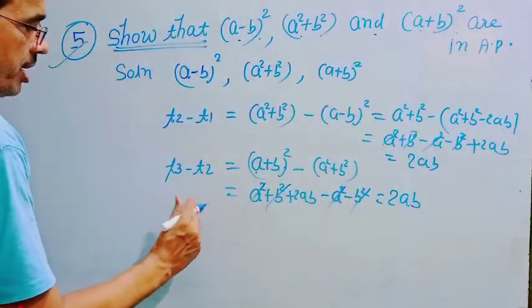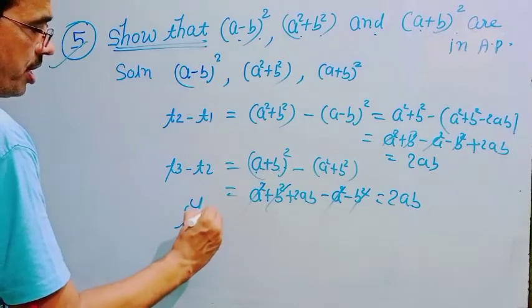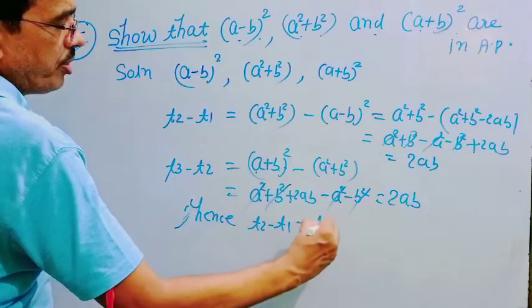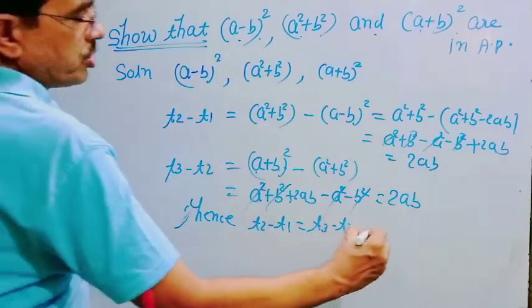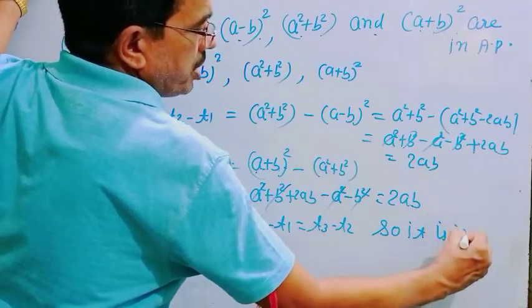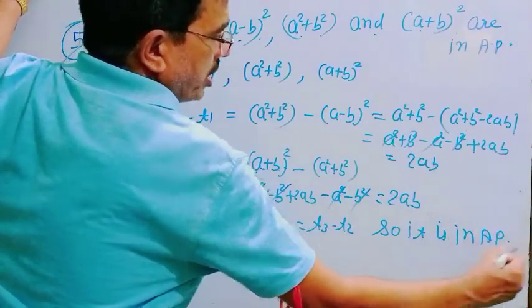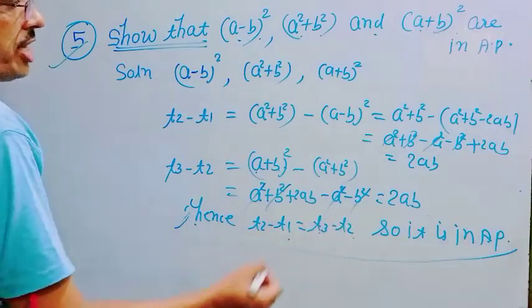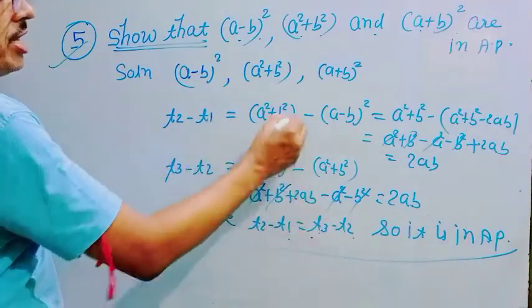So you can say, hence, T2 − T1 is equal to T3 − T2. So it is in AP. That means if T2 − T1 is equal to T3 − T2, then it is clear it is in AP.